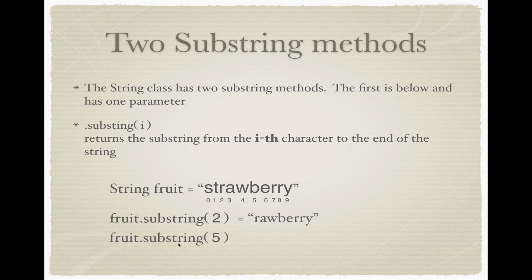And if I do a substring starting at 5, well, 5 is where the B is, and I'm just going to get berry.